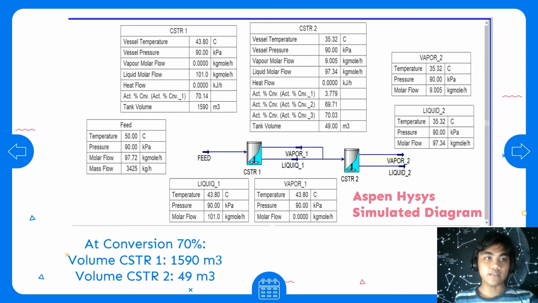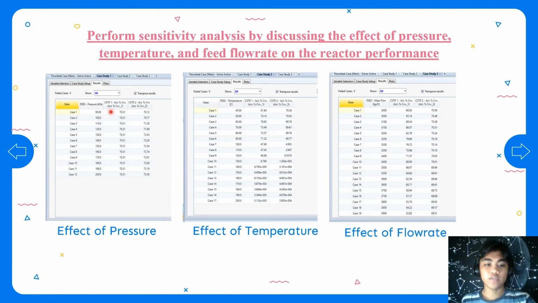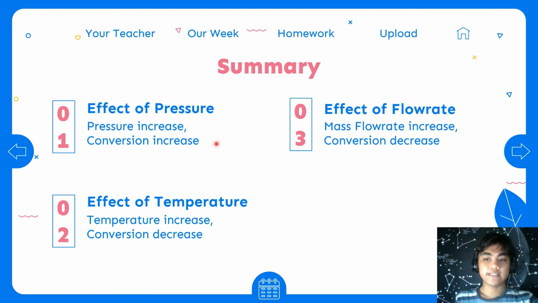Next, we also are required to perform the sensitivity analysis by discussing the effect of pressure, temperature, and flow rate of the feed on the reactor performance. One way to do it is by utilizing the case study function built into the HYSYS software. The proposed condition of the reactor is 50 degrees Celsius, 90 kilopascals, and 3420 kg per hour as the mass flow rate. An array of independent variables is set up with an appropriate step size to observe its relation with conversion rate. This is the summary of the case study that has been made.